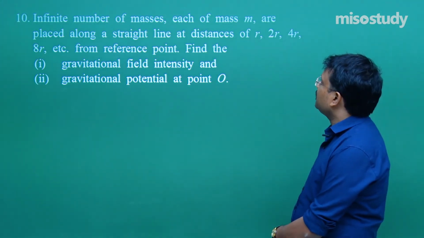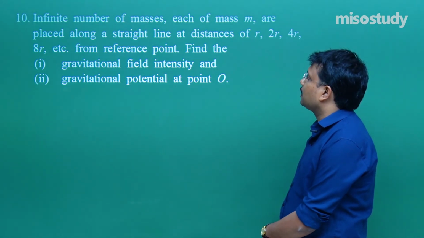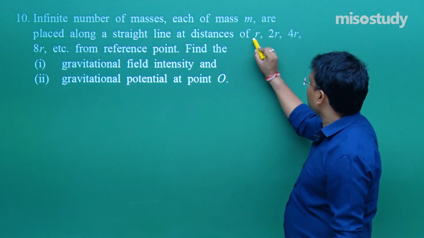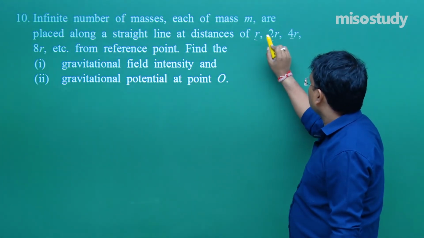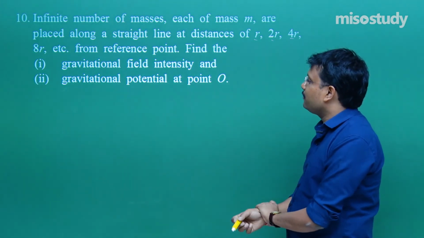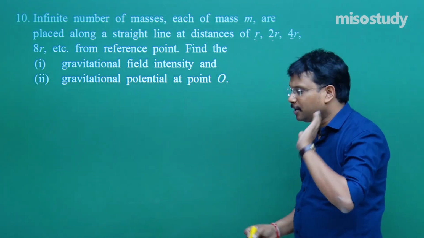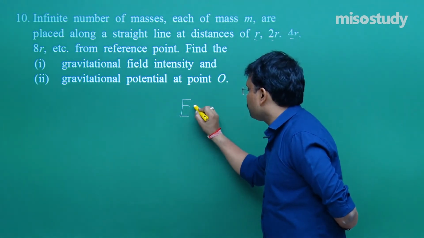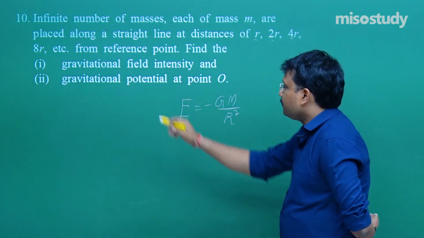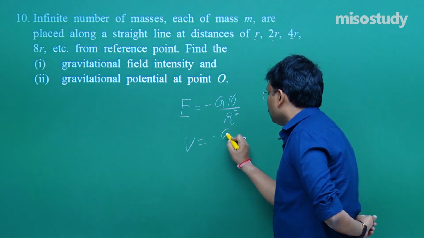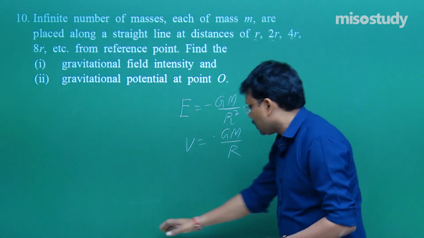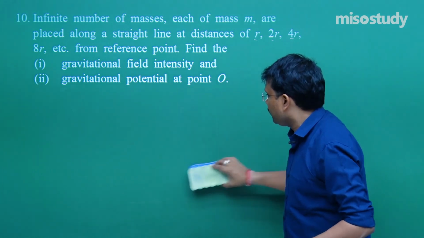Infinite number of masses, each of mass m, are placed along a straight line at distances of r, 2r, 4r, 8r etc. There is a specific series forming: 1, 2, 4, 8, 16 and so on. From the reference point, find the gravitational field intensity. The gravitational field intensity E is equal to minus GM upon r square and the gravitational potential V is equal to minus GM upon r. So, basically here once you start putting the values, fine, what you will get?